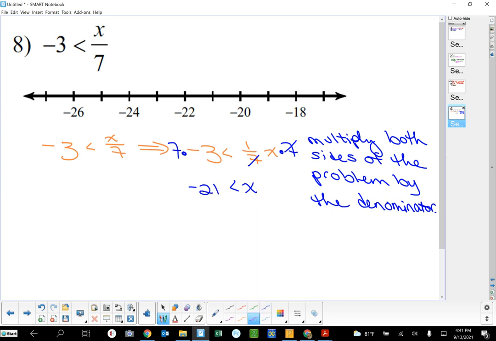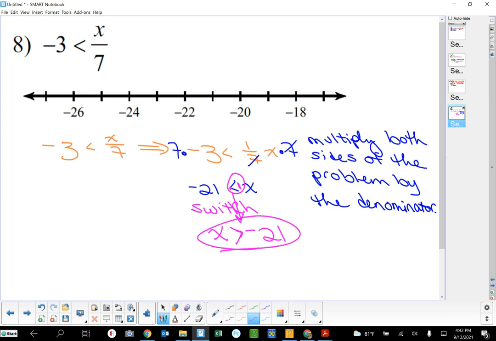Now, I mentioned before this x being on the right-hand side. It's often useful if you switch these, so the x is on the left and the number's on the right. But when you do that, you've got to switch the sign again, right? Because the big part of the symbol, see how this is wider over here and the little point is by the 21? You've got to keep it that way. So the wide part is by the x and the point is by the 21. So this is really x is greater than negative 21. It reads the same both directions. Okay? So that would be the answer.